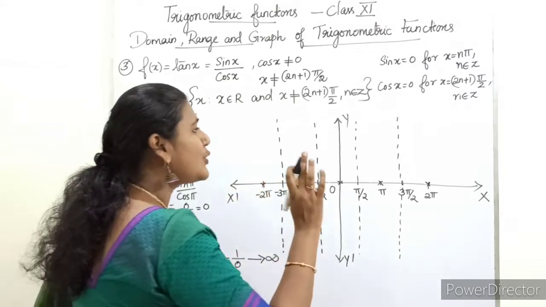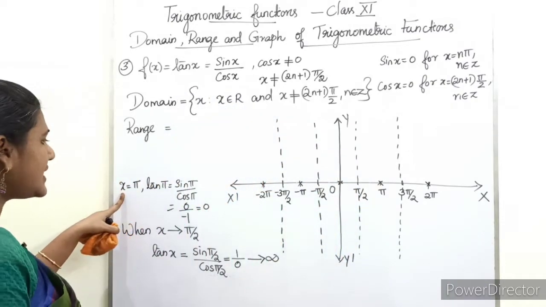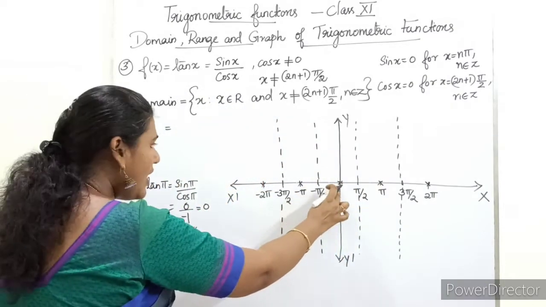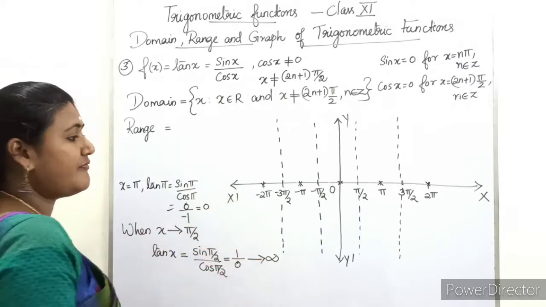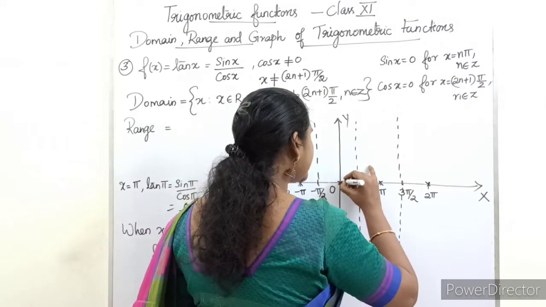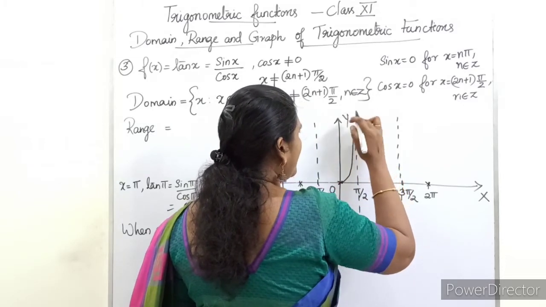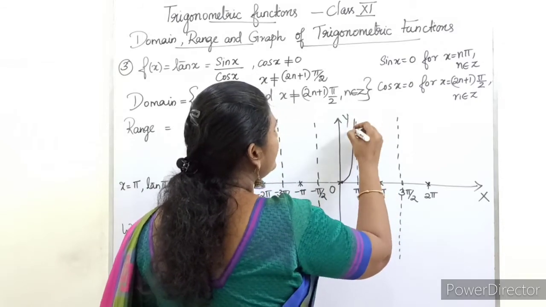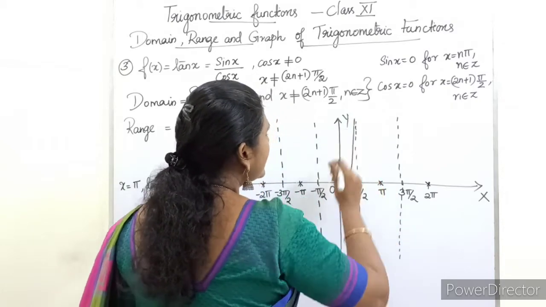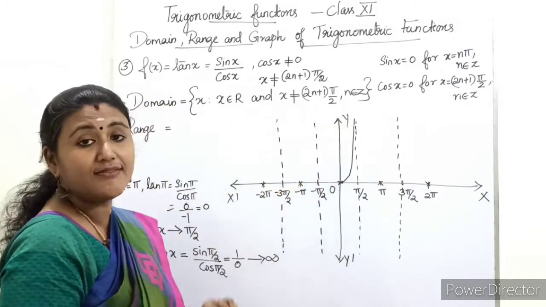So how will you draw the graph? You have to draw like this. When x is equal to 0, the tan value is 0. When x tends to pi by 2, tan x tends to infinity. So we will draw like this. It should not touch this dotted line. Okay, it will go very close to this, but it will not touch the dotted line, because when x tends to pi by 2, tan x tends to infinity.